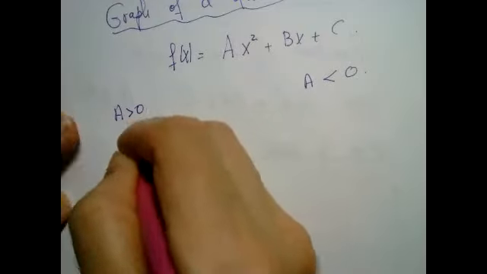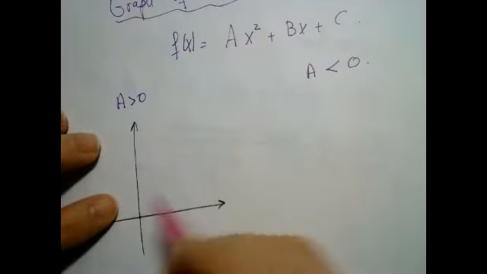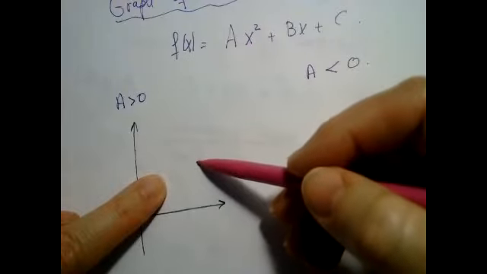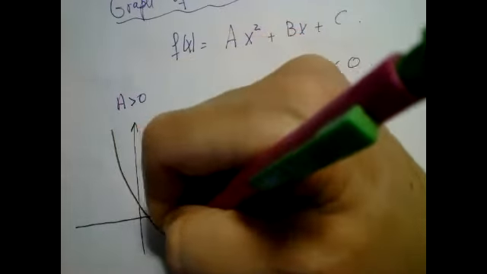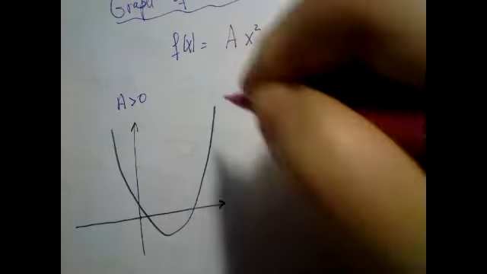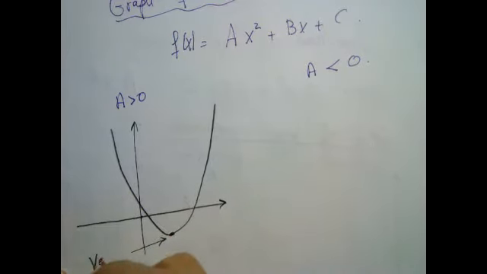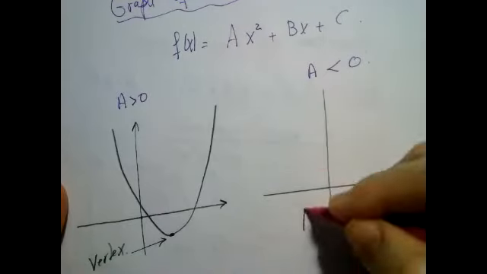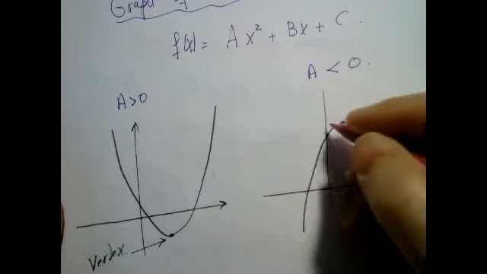Now, if it is positive, the graph is going to be a parabola, concave up, but the vertex is not only shifted up. It's also shifted horizontally and vertically. So it's going to look something like that, and that's the vertex right here. If a is positive, it's concave up. Now, if a is negative, it's concave down, and that's the vertex right here.